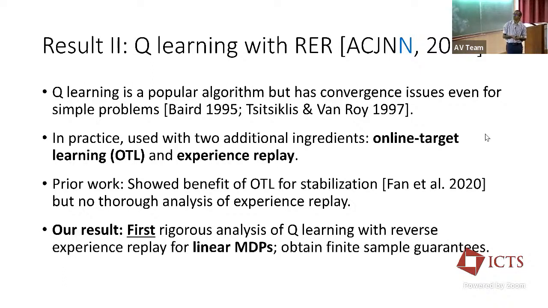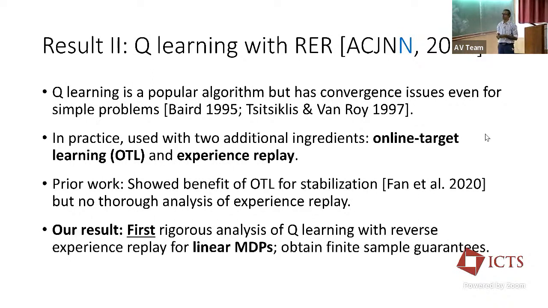There are some convergence issues that people have shown in certain settings, like say linear MDPs. In practice, people do not use standard Q learning. They use it with some additional ingredients like online target learning and experience replay. At least for online target learning, some prior work showed that it helps with some stabilization, but experience replay was not very clearly studied in any of these settings.